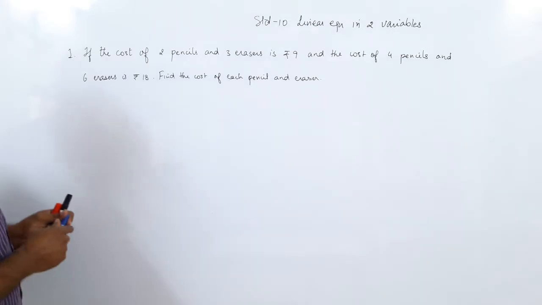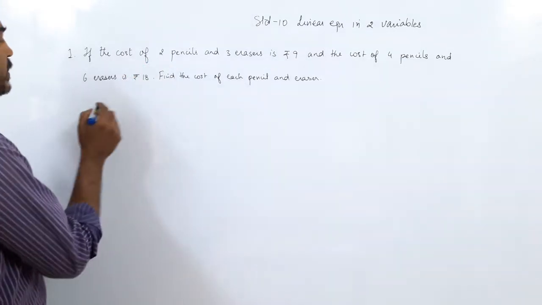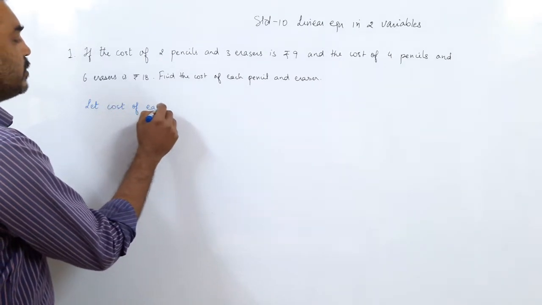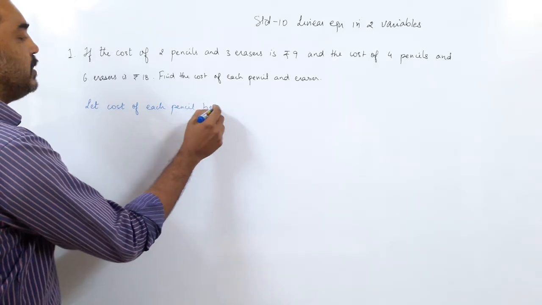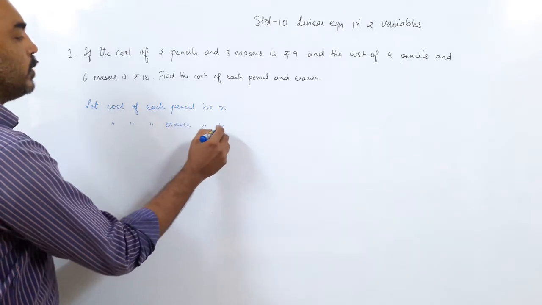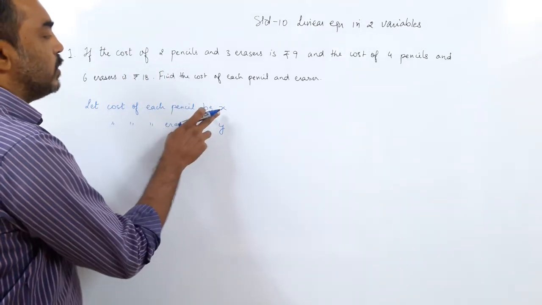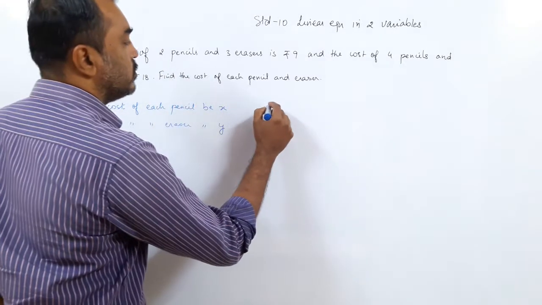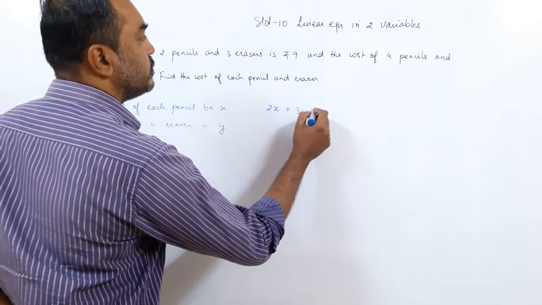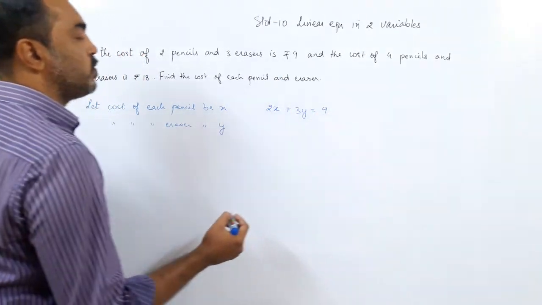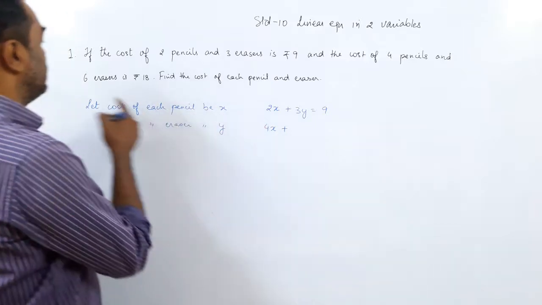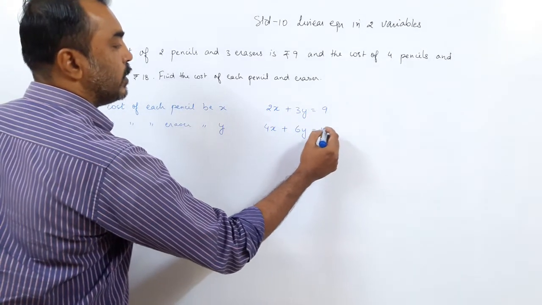So, first I have to make the equation. How do I make the equation? Let the cost of each pencil be x and the cost of each eraser be y. Then we have 2 pencils. Now, one pencil costs x rupees, so 2 pencils cost 2x rupees. One eraser costs y rupees, so 3 erasers cost 3y rupees. And the total is rupees 9. But when we buy 4 pencils, so 4x, plus 6 erasers, so 6y, equal to 18.